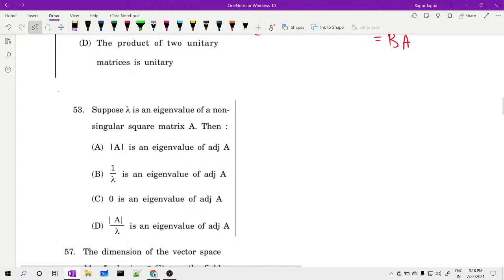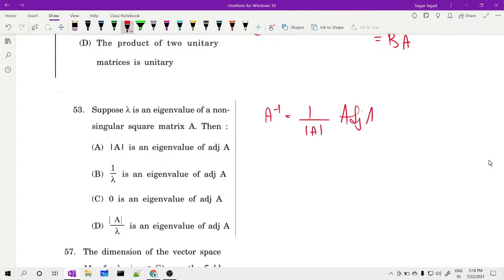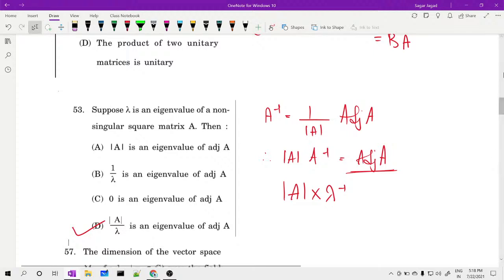Suppose lambda is an eigenvalue of a non-singular square matrix A, then the adjoint of A. My dear friend, here we mean the adjoint in the determinant sense. A star is also called an adjoint, but here this is the adjoint from the determinant formula. So what we know is that A inverse is equal to 1 by determinant of A times adjoint of A. Therefore adjoint of A is the determinant of A times A inverse. So what will be the eigenvalue of this? This will be determinant of A times lambda inverse, which is nothing but this, right? Correct. These are the simple properties of eigenvalues that we are using.